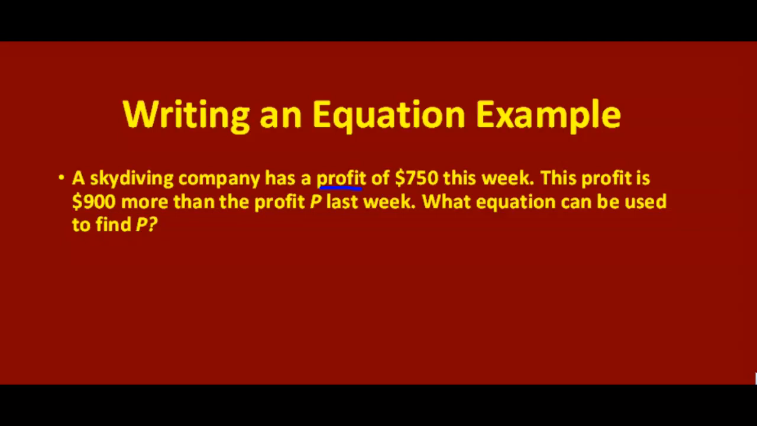What statement can we write? This profit, well, this profit is meaning the $750. So we're going to write 750 is, that's our equal sign, 900 more than, again, that's adding, the profit P from last week. So there's your equation. Solving it, we just subtract 900 from both sides to isolate that P, and we get negative $150. So our profit from last week, we were down $150. All right, now let's let you give it a shot.